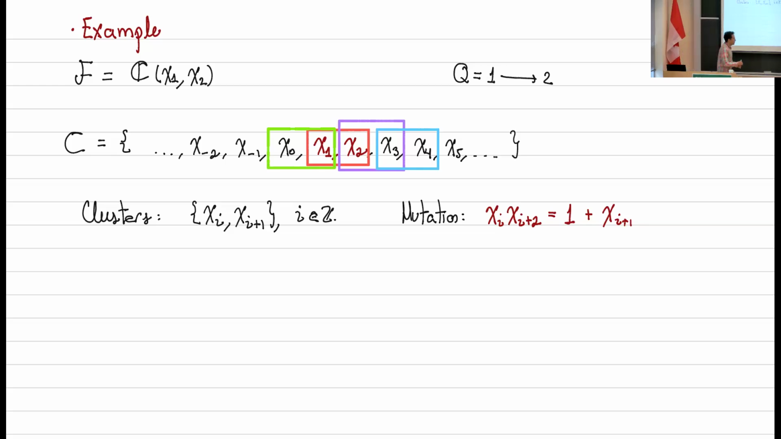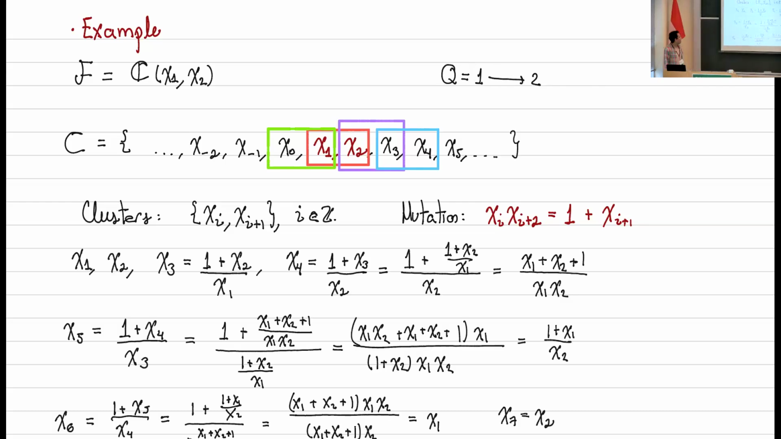So I start with x1 and x2. I mutate at 1, x1 prime, x2, and I'm just calling this x3. And I mutate at 2, x2 prime, I call it x4, x3 prime, I call it x5, and so on. So let's see if I really get countably many variables.